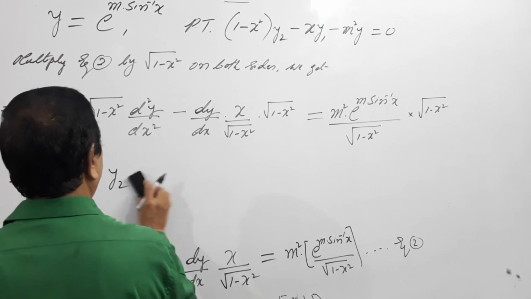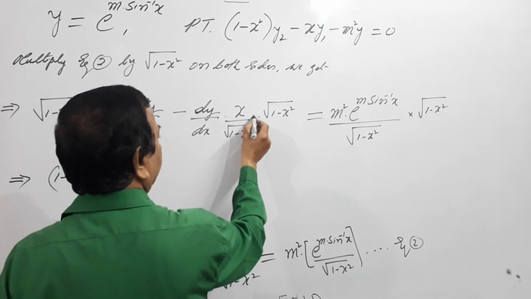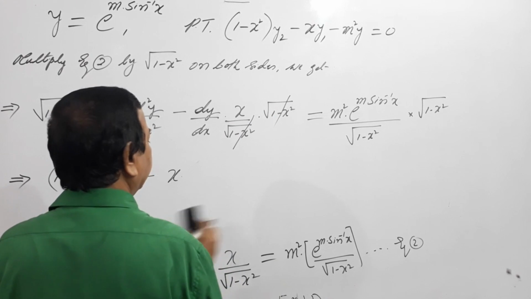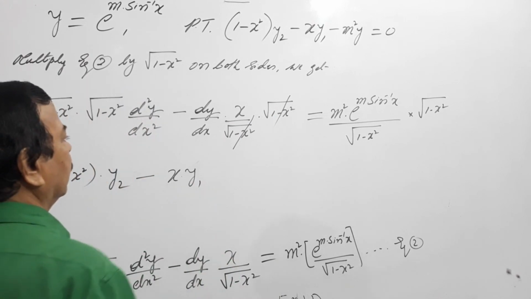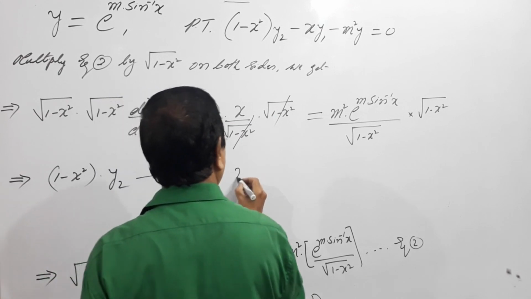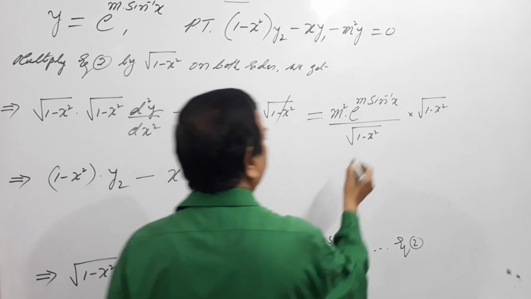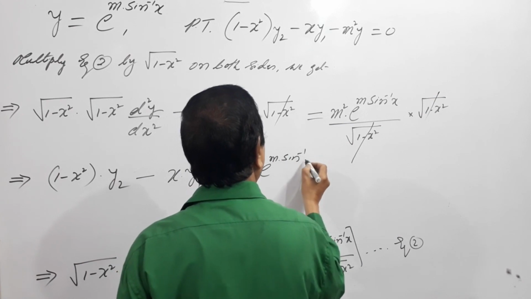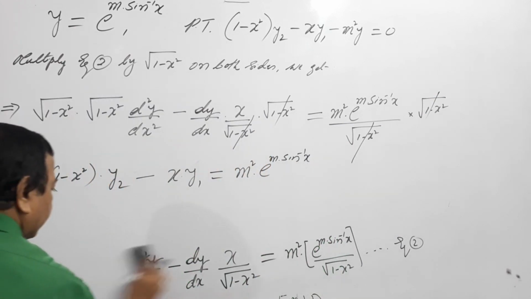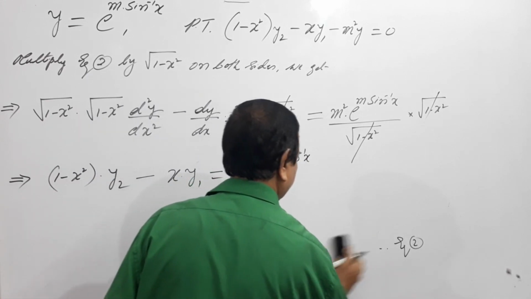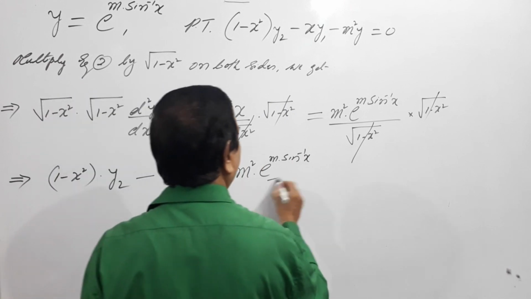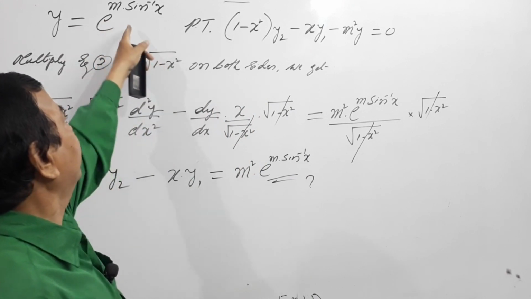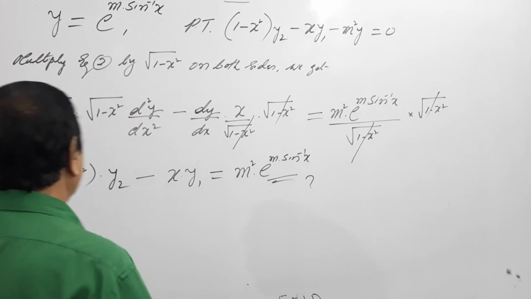minus, this cancels. So I'll write x into, what is dy by dx? Dy by dx is nothing but y1, equals m square, this cancels, into e to the power of m into sin inverse x. But what is this? This is nothing but y, because y equals e to the power of m into sin inverse x. Can I replace this by y? Yes, why not?